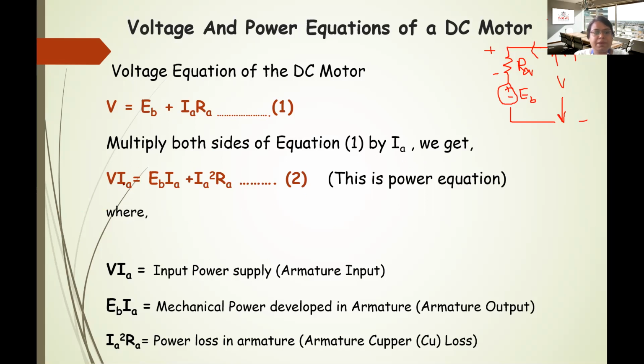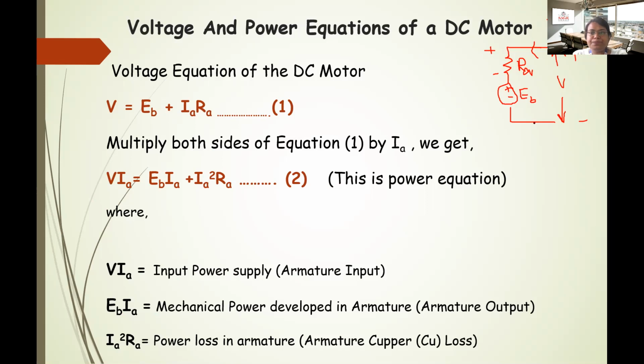Okay? Because what is power? Power is voltage into current, if we talk about DC. So V into Ia is equal to Eb into Ia plus Ia square Ra. Eb is also a voltage, so Eb into Ia is also power, and this is also power. So what is V into Ia? This V into Ia is the input power supply.